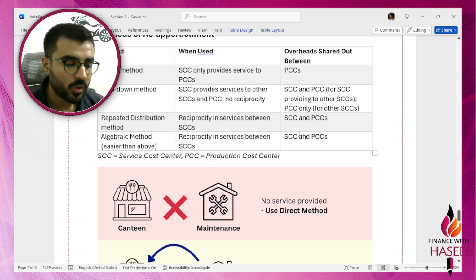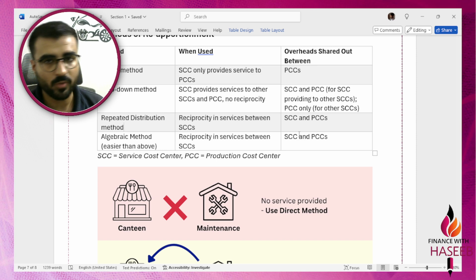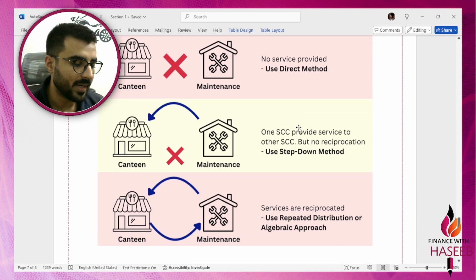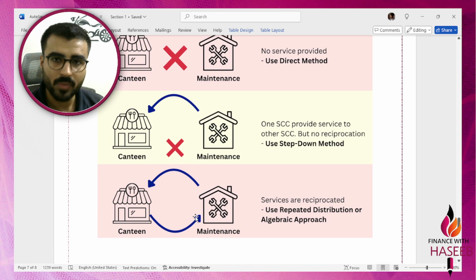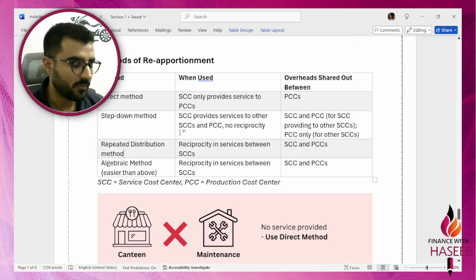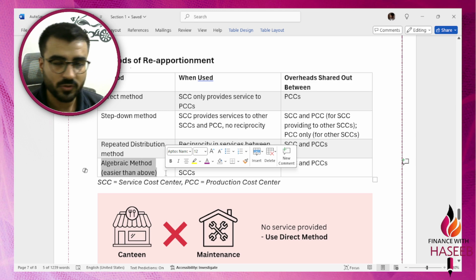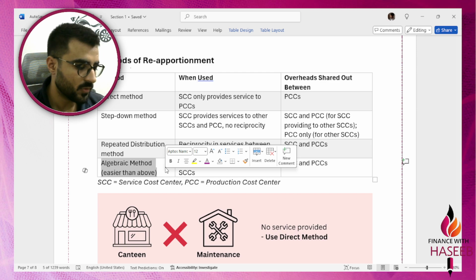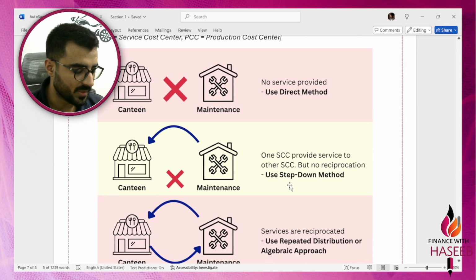What do you do under both methods? The overheads are shared out between service cost centers and production cost centers. For example, maintenance overhead will be shared out between canteen and the production cost centers, and canteen overhead will also be shared out between maintenance and the production cost centers. This is all. We will now move towards attempting a question for the repeated distribution method. In the next video we will look at how to use the algebraic method. So let's now go towards attempting the question.